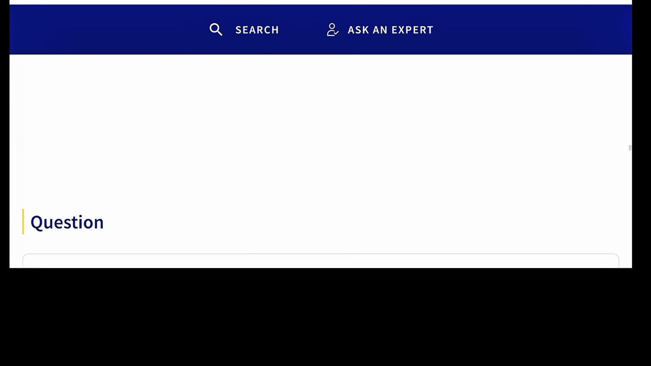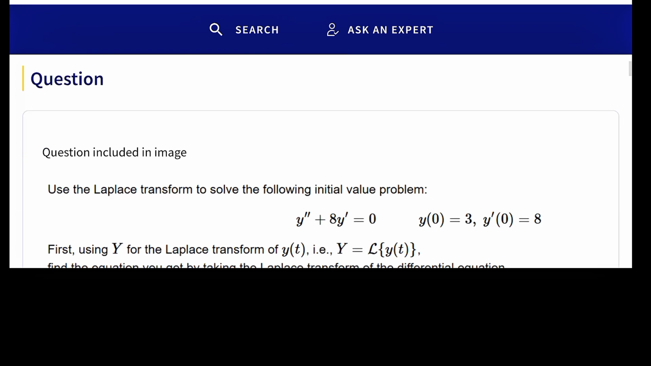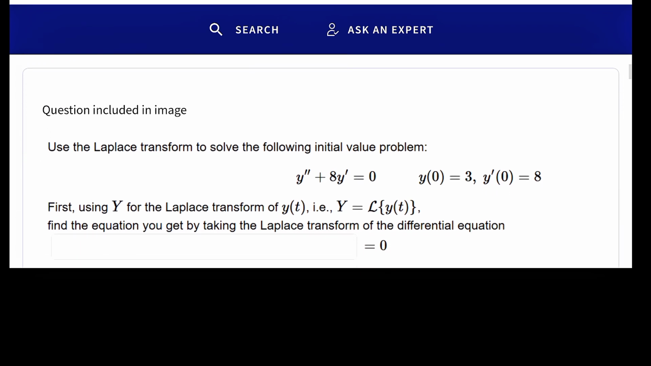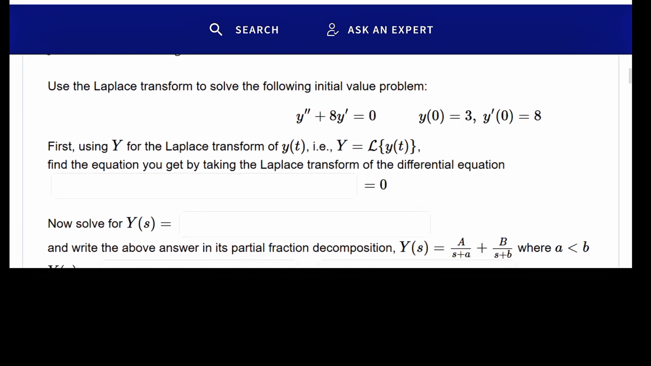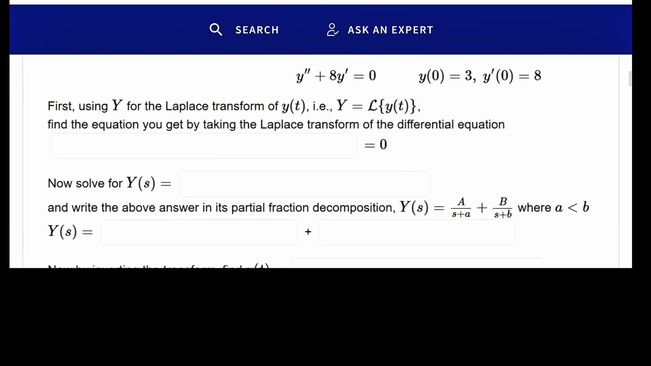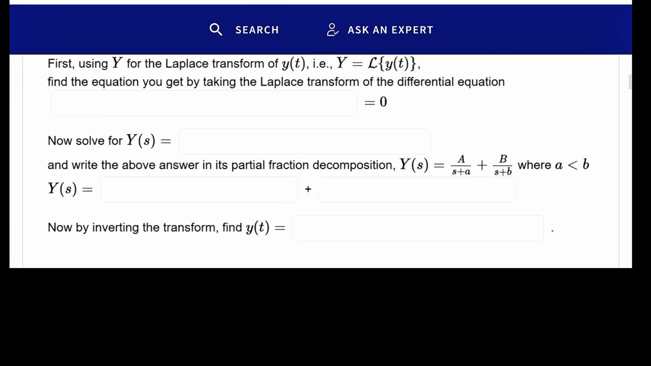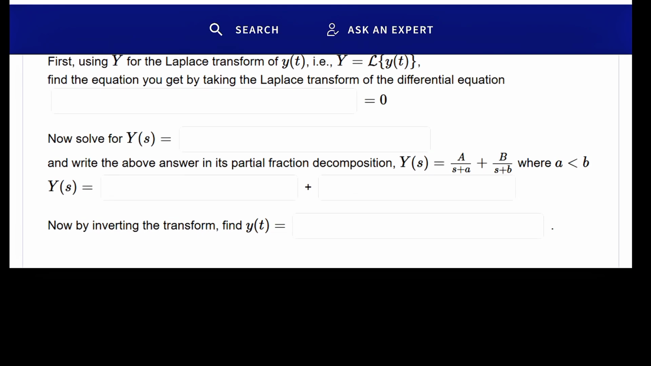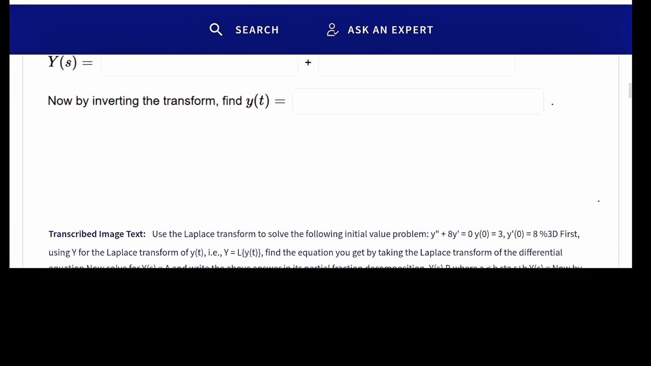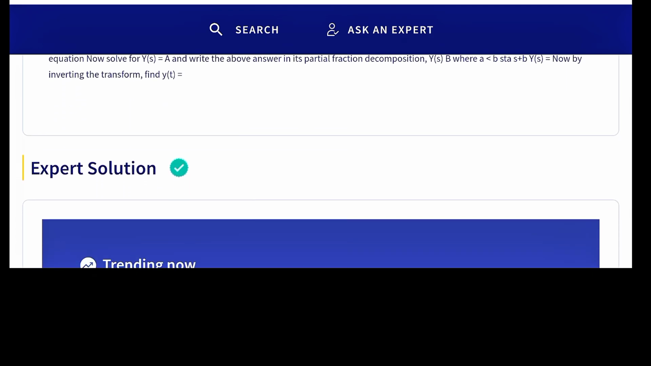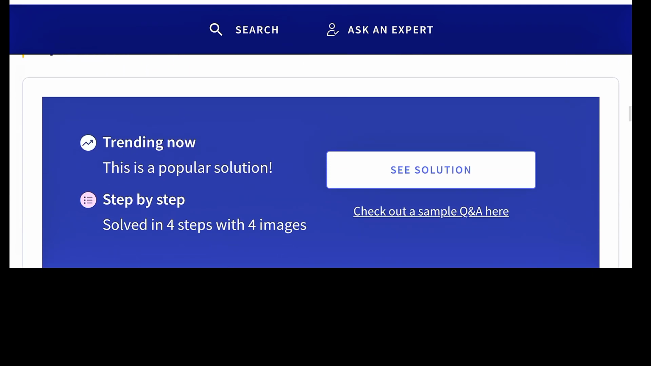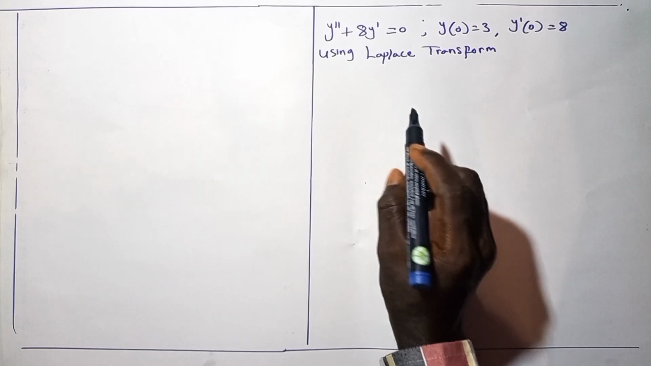So in today's video, we'll be looking at this differential equation. We are asked to solve this differential equation using Laplace transform. So I'm going to be transforming this differential equation into a Laplace transform. Then we'll be able to solve this differential equation. So without wasting much of our time, let's dive into the action.